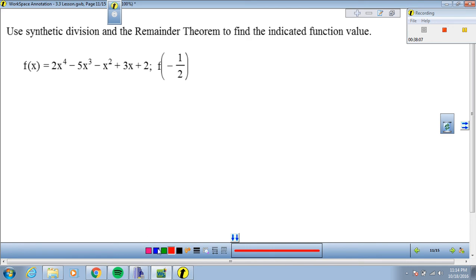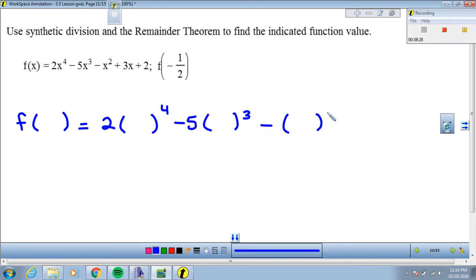So basically we're saying that every x will become the -1/2 that you see inside of the parentheses on the f of whatever. Okay? Minus 5 to the third minus square plus 3 plus 2.